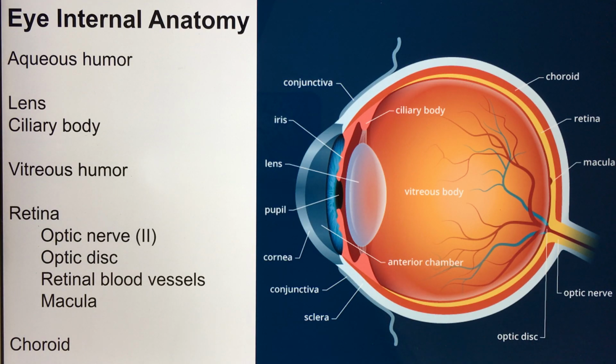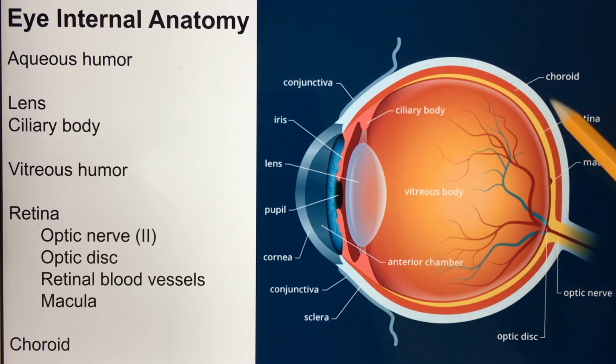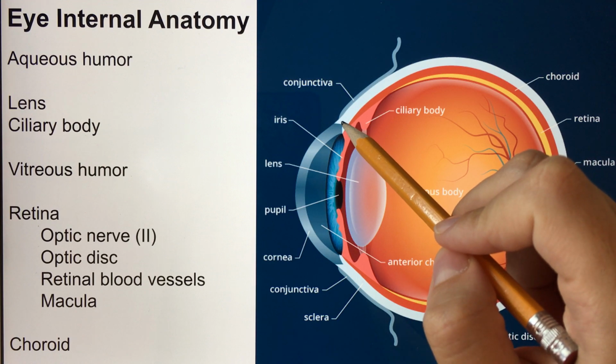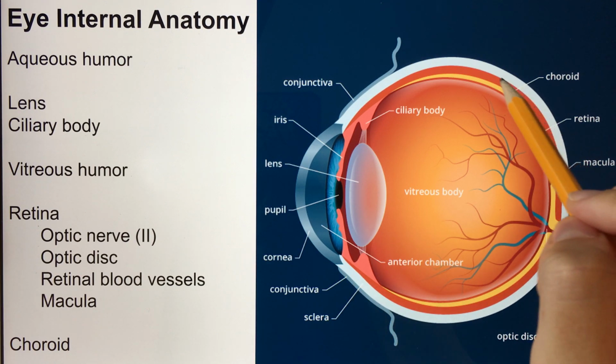Next topic is the eye's internal anatomy. So what we're looking at here is the sagittal section of the eyeball. The eyeball itself is a round sphere, and it's made out of the tissue called sclera. It's this white, thick connective tissue that makes up the shape of the eyeball.